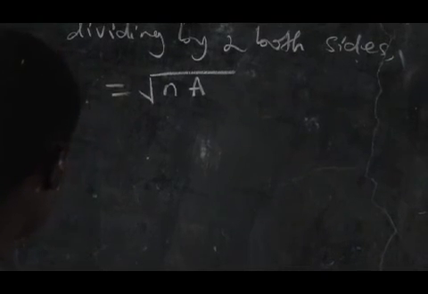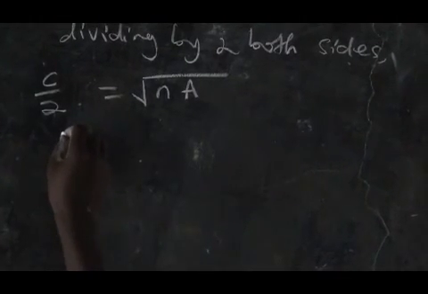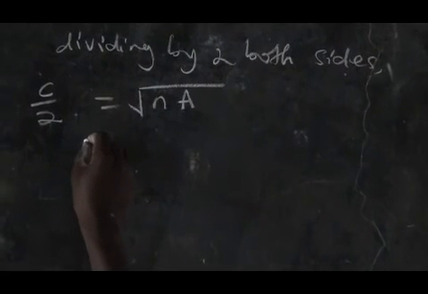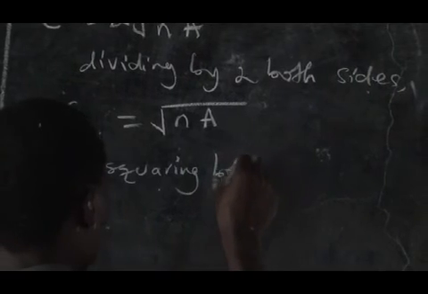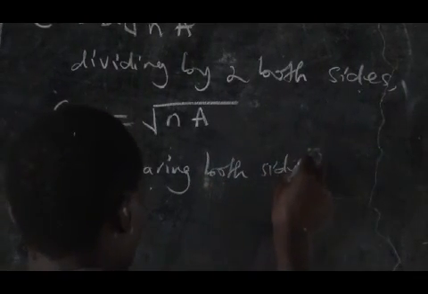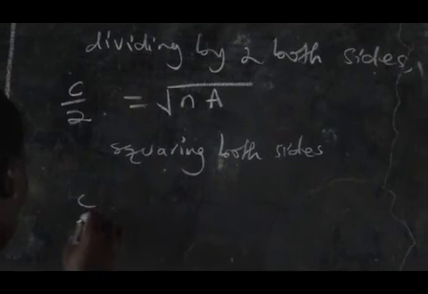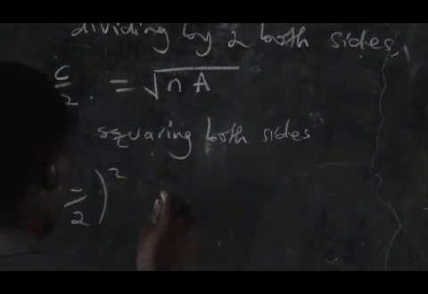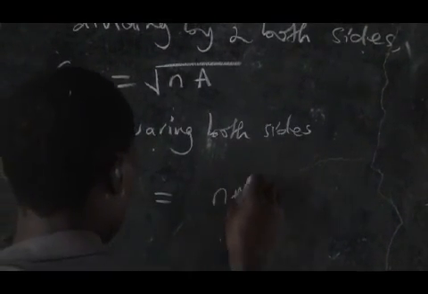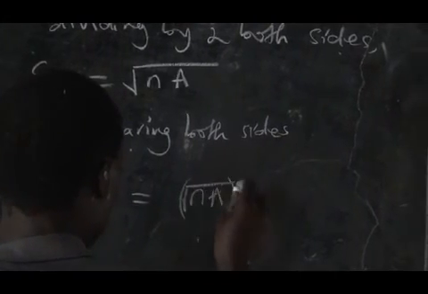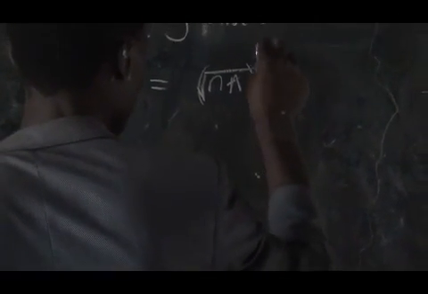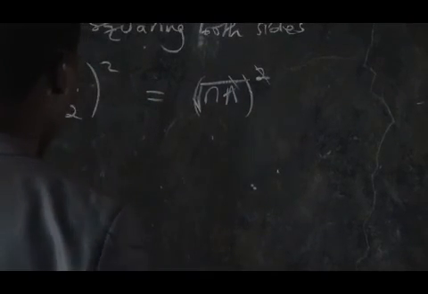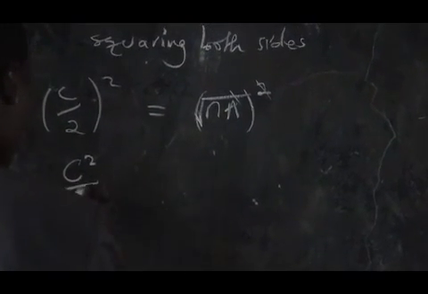Then squaring both sides. What do I get? So I will get C out of 2, this is squared, which is equal to NA. Let me show you. I wanted to jump it, but let me show it to you and I will explain this one to you. When I square, this is a root. Squaring, so this square will cancel with the root. So I will remain with C squared out of 4.